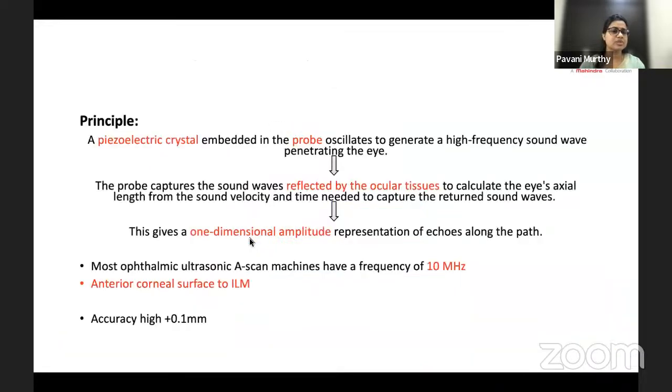The ultrasound biometer is based on the principle that there is a piezoelectric crystal embedded in the probe, which generates a high frequency sound energy, which penetrates the eye and is reflected from the ocular tissues. The reflected waves are again captured by the probe and converted into a one-dimensional amplitude representation. Most of these ultrasound machines use a frequency of 10 megahertz. And what we measure is the distance from the anterior corneal surface to the ILM.